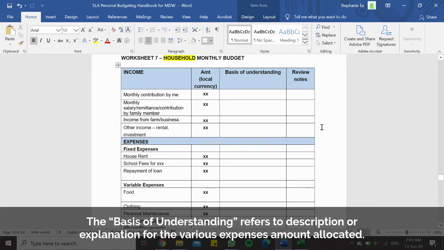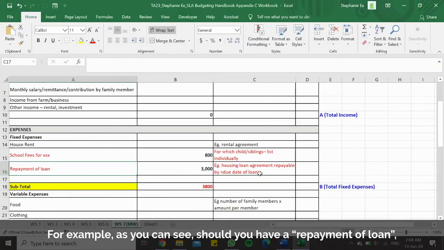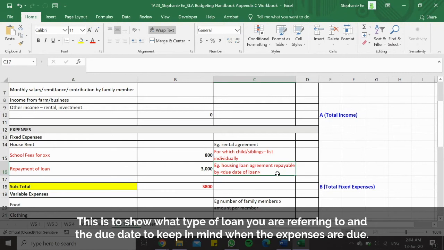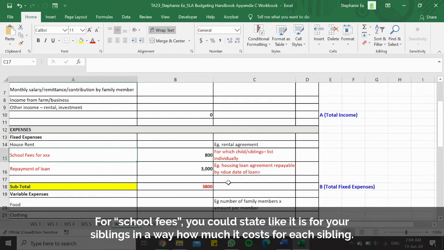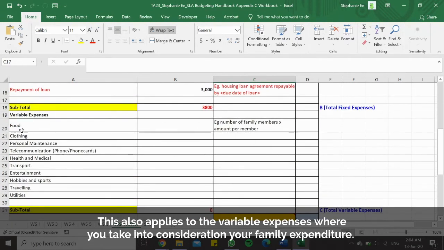The basis of understanding refers to a description or explanation for the various expense amounts allocated. For example, as you can see, should you have a repayment of loan, for the basis of understanding, you could state housing loan agreement to repay by the date the loan is due. This is to show what type of loan you are referring to and the due date to keep in mind when the expenses are due. For school fees, you could state that it is for your siblings, and how much it costs for each sibling. This also applies to the variable expenses, where you take into consideration your family expenditure.